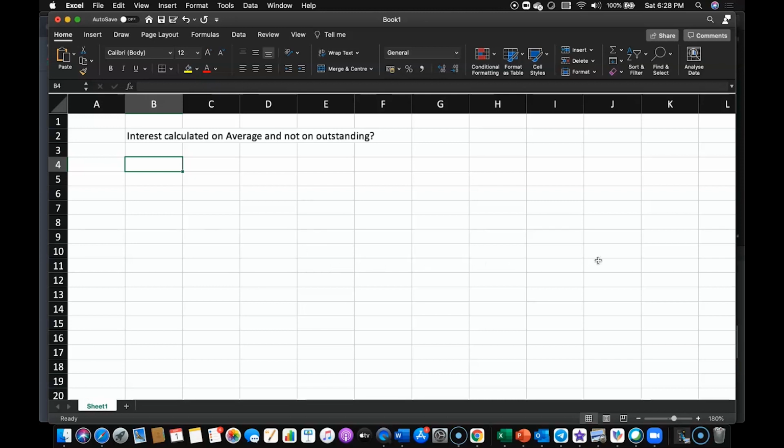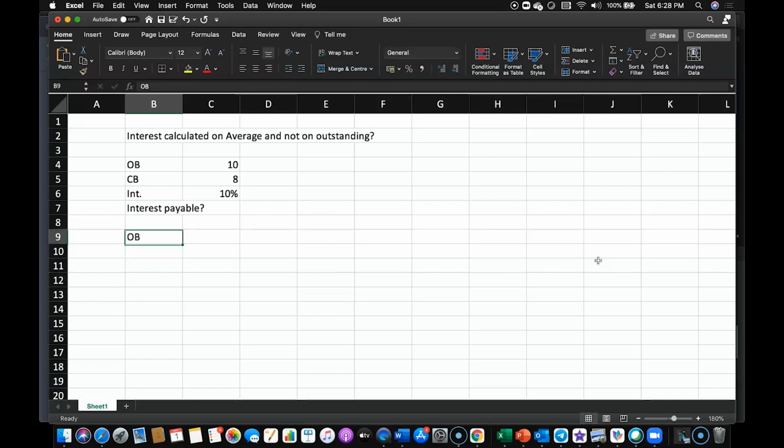Let me show the scenario also. He gave me a scenario where the opening balance was 10 lakhs, closing balance is 8 lakhs. It means there is a repayment of 2 lakhs and interest rate is 10%. So the question is, what is the interest estimated to be payable?